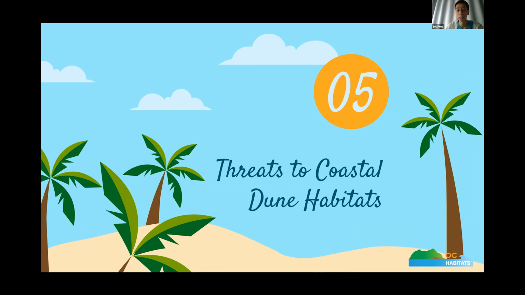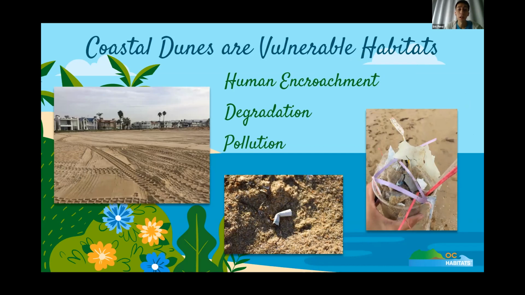And lastly, we'll be talking about threats to coastal dune habitats. These habitats are really vulnerable. And unfortunately, nearly all of California's coastal dunes have been degraded. That's largely because of human encroachment, where, like I said before, they've historically been seen as wastelands and not valued during development. And so a lot of them have been completely removed.